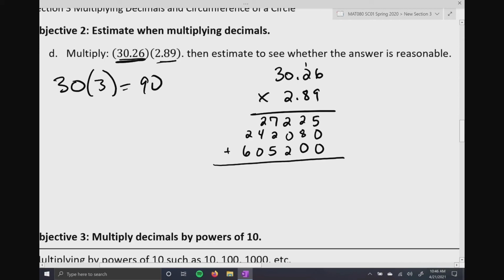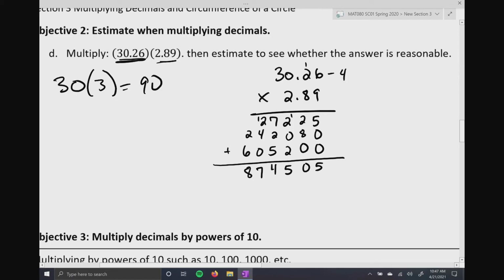Now, I just need to add everything up. I get a 5. I get 10, so I have to carry over the 1. I get another 5. 7 plus 2 is 9, plus 5 is 14. Carry that over. 1 plus 2 is 3, plus 4 is 7. And 2 plus 6 is 8.